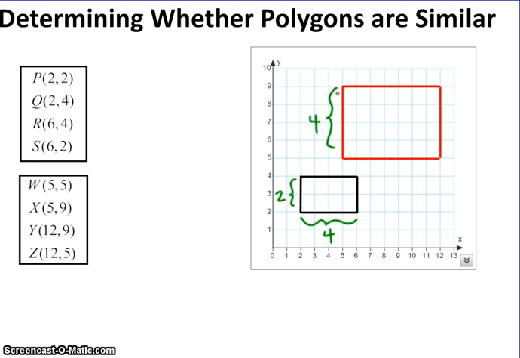Oh, so what I'm seeing here is that the height of both of these rectangles, it looks like I've multiplied by 2. So if I multiply 4 by 2, I should get 8. So the question is, is this distance 8? So 1, 2, 3, 4, 5, 6, 7. Unfortunately, that means that these are not similar. There is no dilation that I can use to map the black rectangle on top of the red rectangle. Okay?